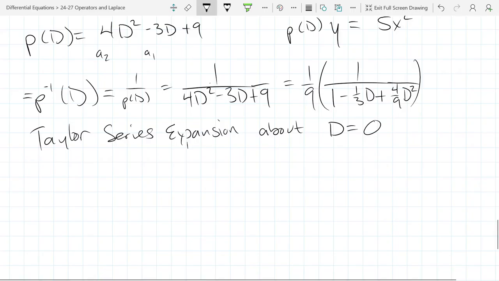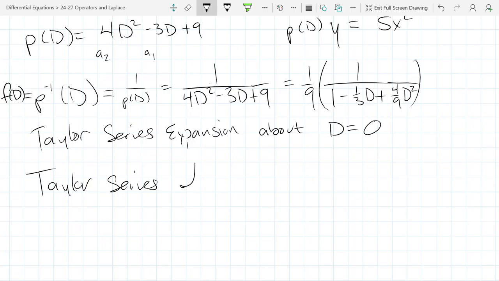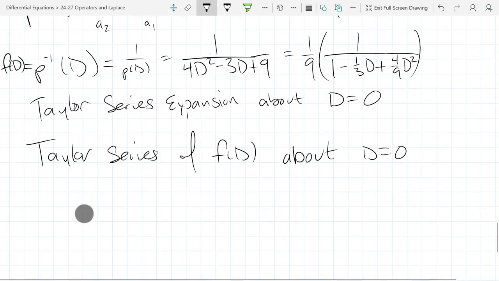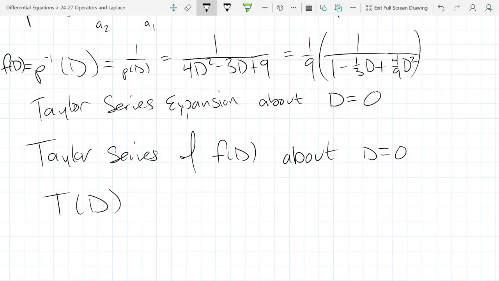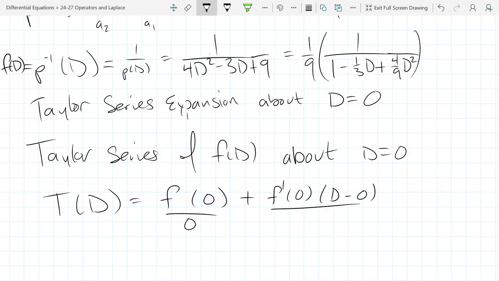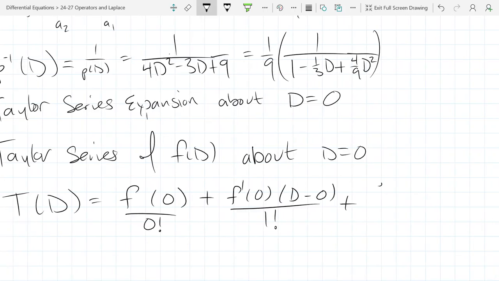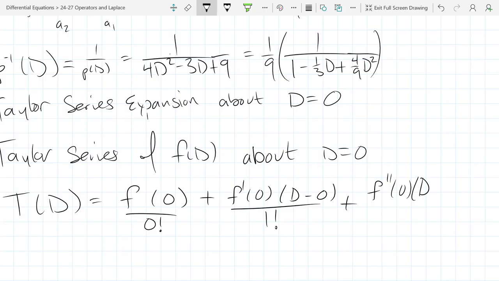So here's our function. I'm going to call this f of d so that it uses similar notation to what we're used to. So Taylor series of f of d about d equals 0. So what does this look like? It'll be f of 0 plus f prime of 0 times d minus 0. And the first one's over 0 factorial, this is over 1 factorial, plus f double prime of 0 times d minus 0 squared over 2 factorial.